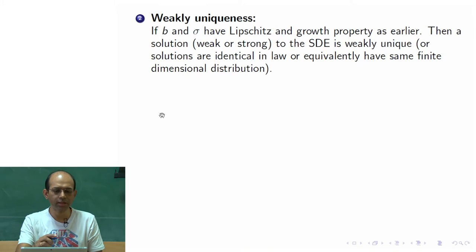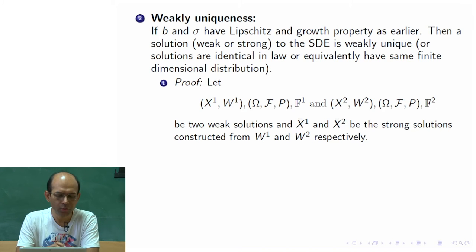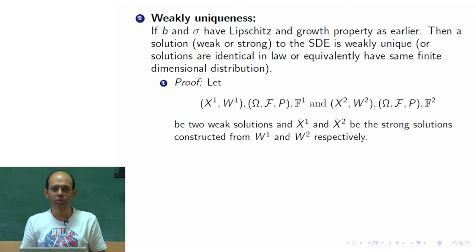Okay, so let us talk about weak uniqueness. This is a theorem actually. It says that if b and sigma, the drift and dispersion matrices, have Lipschitz and growth properties as earlier, then a solution, it does not matter whether it is weak or strong, to the SDE is weakly unique. What does it mean? That the solutions are identical in law, or equivalently have the same finite dimensional distribution.